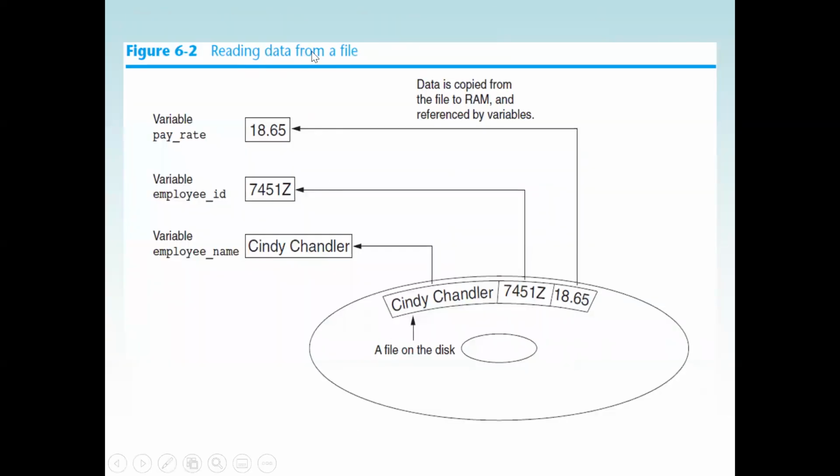So the next is reading data from a file. We can see the arrow is changing now. This means we have data in our flash drive or the hard drive, and we are going to get the data into the program. In this case, we need to save the data somewhere in our program, so we may have variables to store the data.